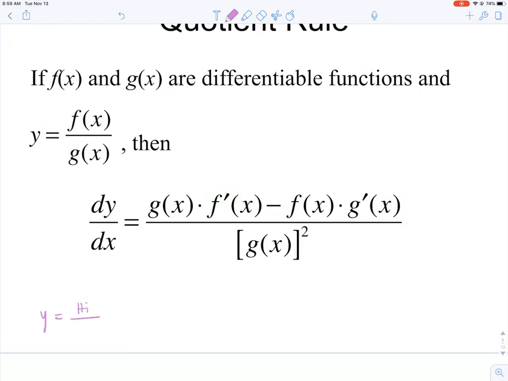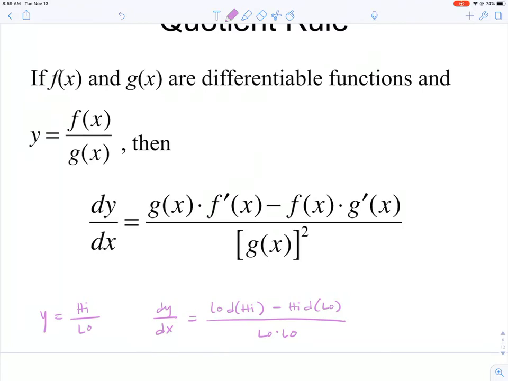as being high and the denominator as being low, then dy over dx, you can use a little rhyme to help you remember, would be low d high minus high d low all over low low. Low d high minus high d low all over low low. Okay, so that says the same thing as what quotient rule says.